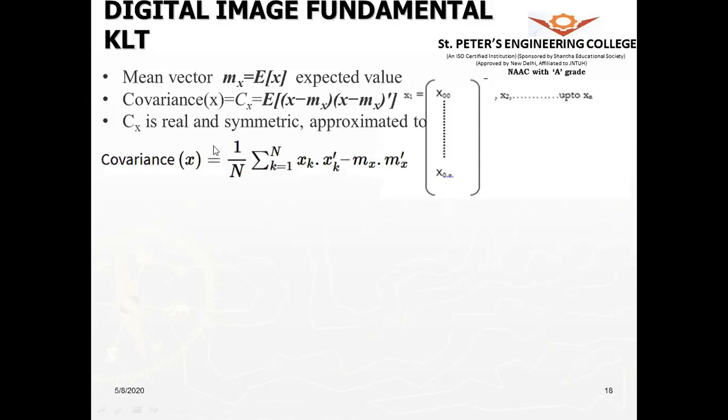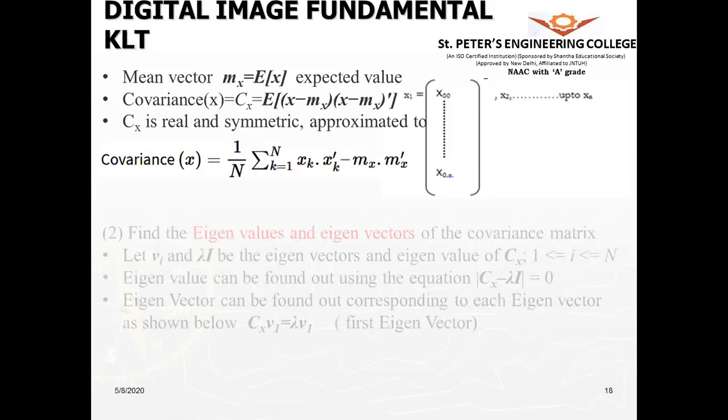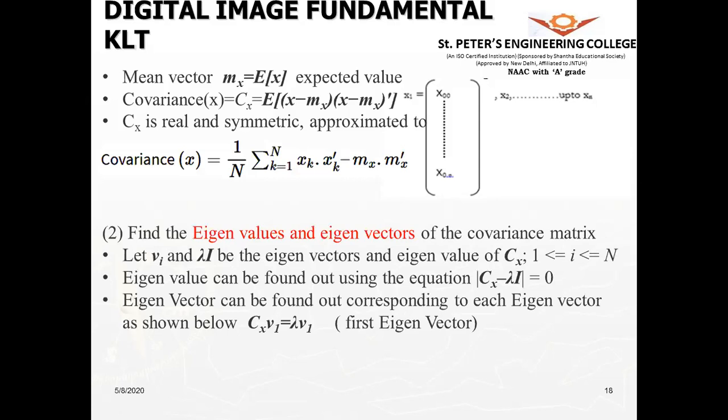So this will be the covariance matrix, and this covariance matrix is real and symmetric, so it can be approximated to this equation here: 1 by n sigma k equals 1 to n xk into x dash of k, minus mx into m dash of x. So this is the first step. We have to find the mean vector and the covariance matrix.